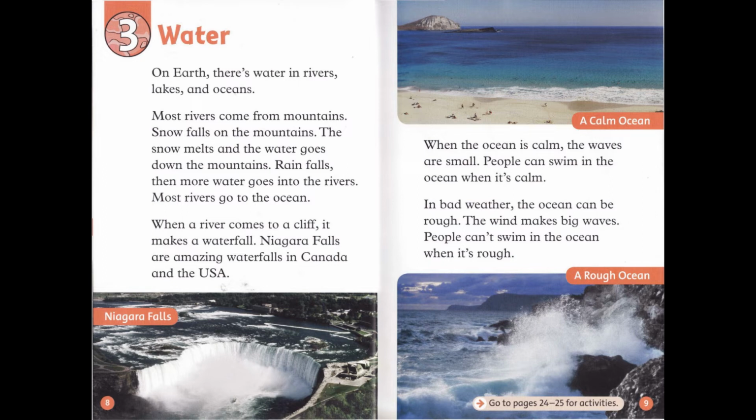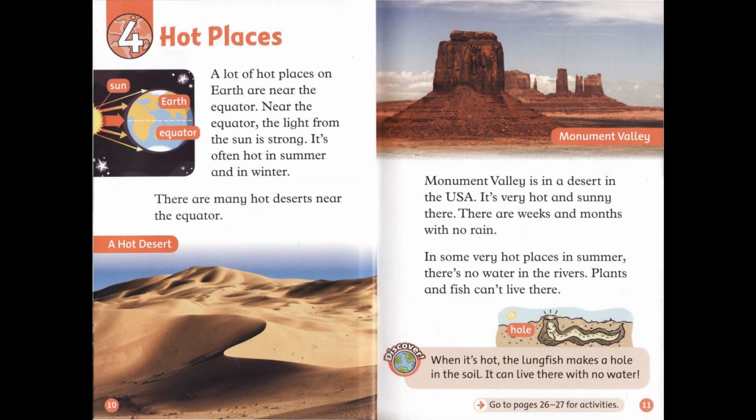Chapter 4. Hot Places. A lot of hot places on Earth are near the equator. Near the equator, the light from the sun is strong. It's often hot in summer and in winter.